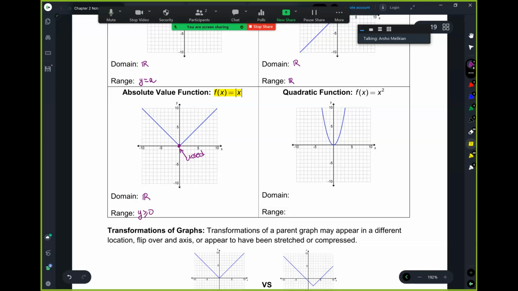Okay. Next, we have quadratic functions. Quadratic functions are when you have an exponent of 2 on the variable, right? f of x equals x squared.